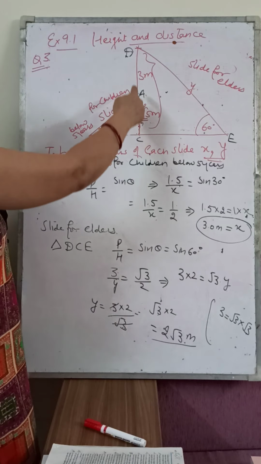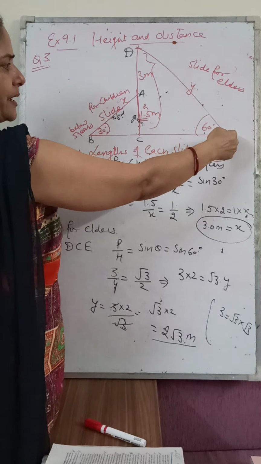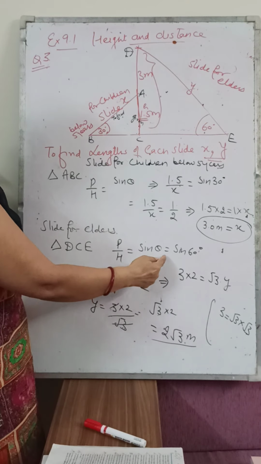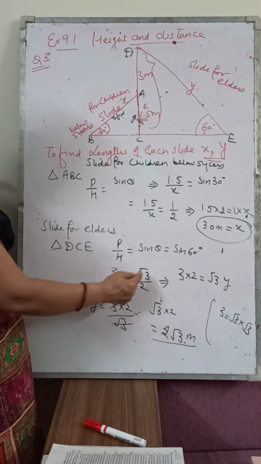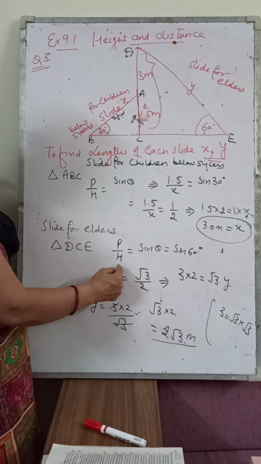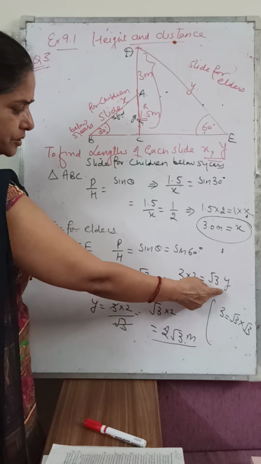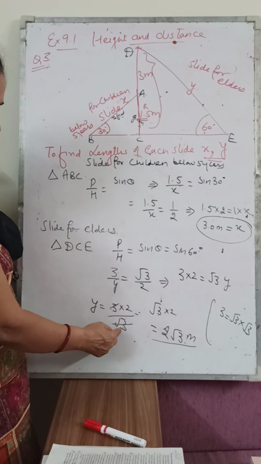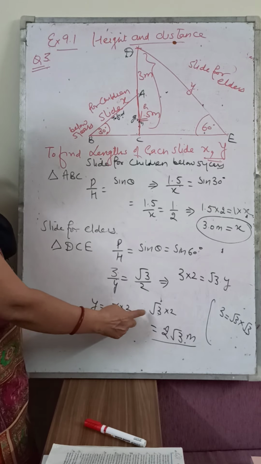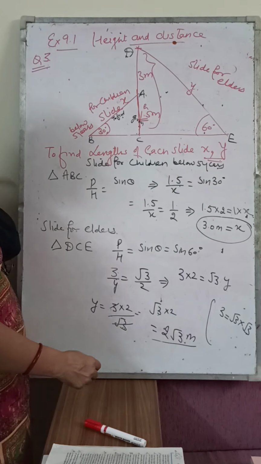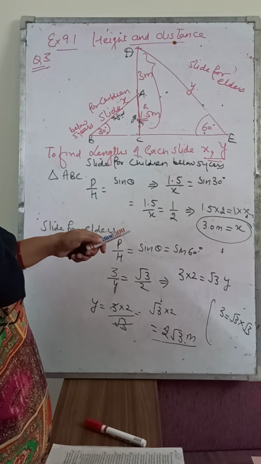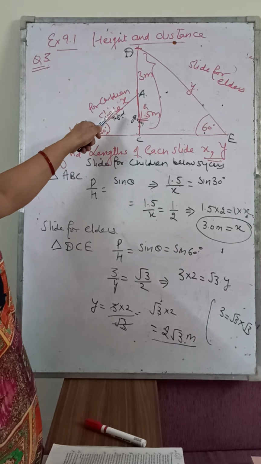For elder, perpendicular is 3, hypotenuse is y, and angle is 60. So 3 upon y is equal to sin 60. 3 upon y, sin 60 is root 3 by 2. Take y to that side, 2 to this side. 3 into 2 is equal to root 3 into y. Root 3 will come down. This 3 will be root 3 into root 3. 1 root 3 cut. So what will be left? 2 root 3 will be left. So here this side will be of length 2 root 3 meter, and this side will be 3 meter. Is it clear?